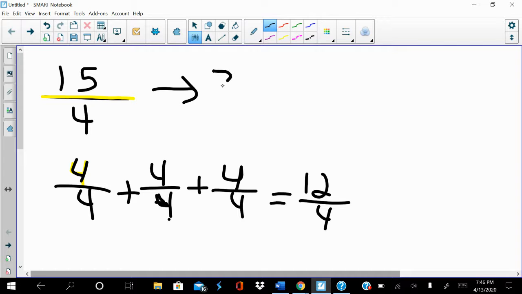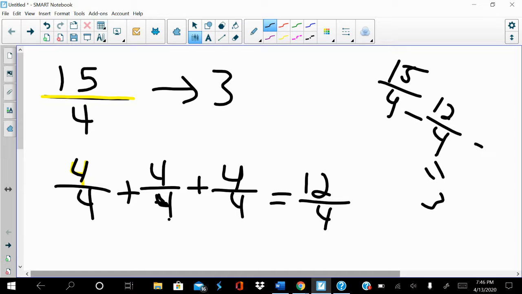So far I have 3 whole cups, and now I have 15 fourths, and I've used 12 fourths, or the 3 wholes. So I have 15 fourths minus what I'm using already, the 12 fourths. 15 minus 12 is going to leave me with 3 fourths left over. So that 3 fourths right here, I'm going to add on to the back of my 3 wholes. So 15 fourths is another way of saying 3 and 3 fourths, or they are equivalent to each other.